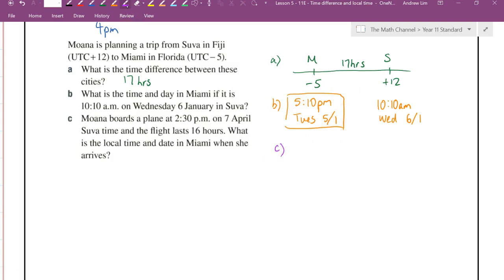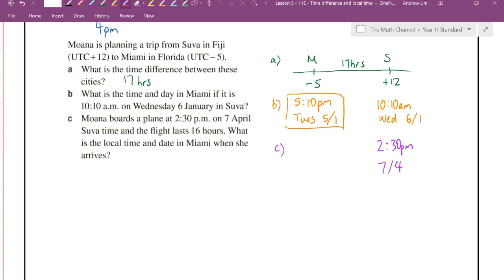Alright, question C. Moana boards a plane at 2:30 p.m. on 7th of April, Suva time. So 2:30 p.m., 7th of April. And the flight lasts 16 hours. What is the local time and date in Miami when she arrives?